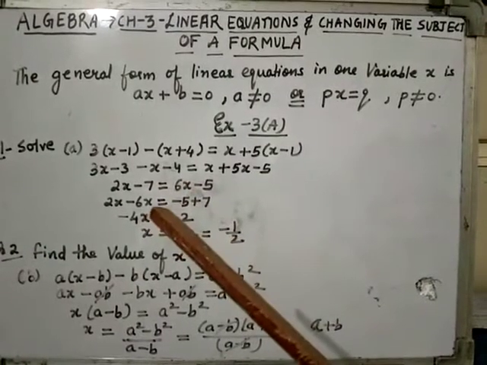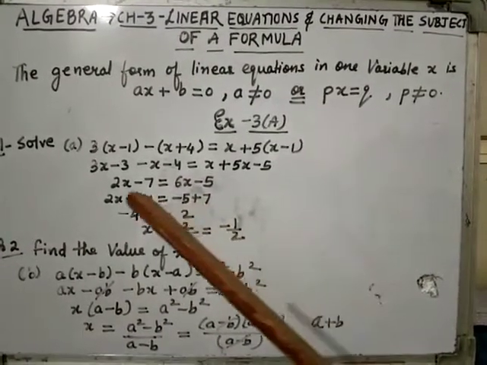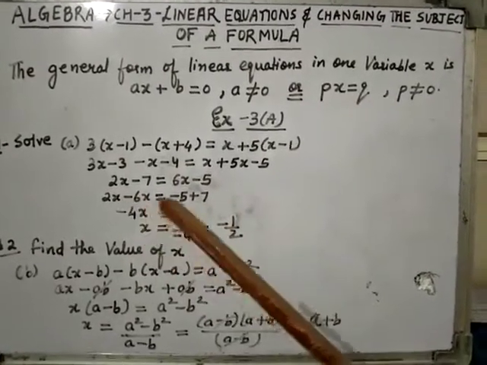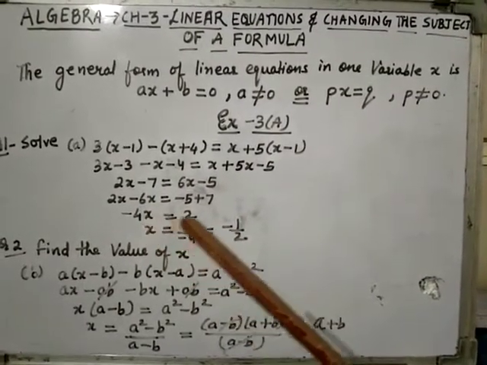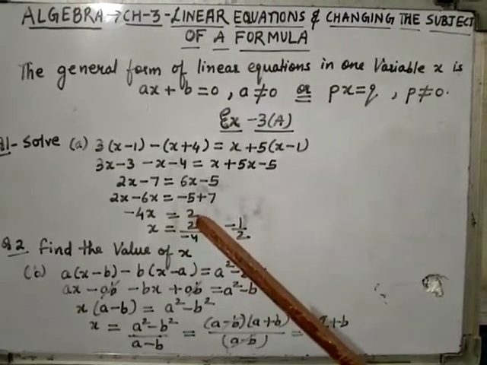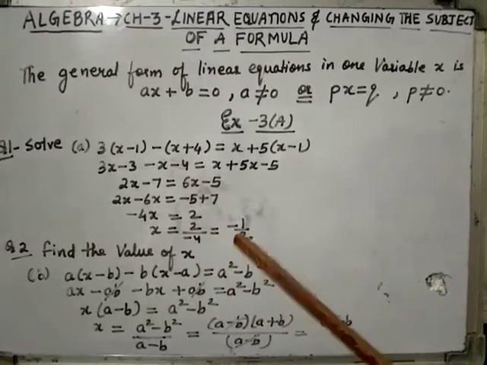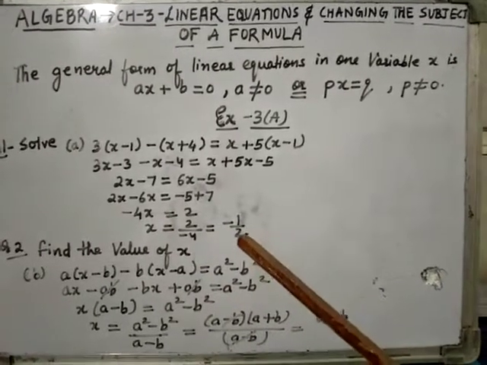2x minus 6x on left hand side, माइनस 5 और ये माइनस 7 आपका यहाँ आ जाएगा राइट हैंड साइड तो प्लस 7 हो जाएगा. 2x माइनस 6x इज माइनस 4x इक्वल टू माइनस 5 प्लस 7 इज 2. So x is equal to 2 upon minus 4, and in lowest fraction it is equal to minus 1 upon 2.